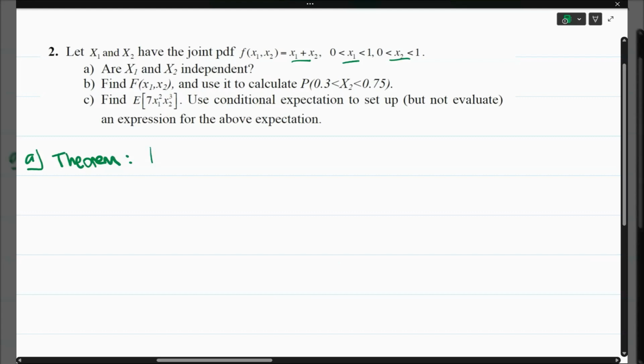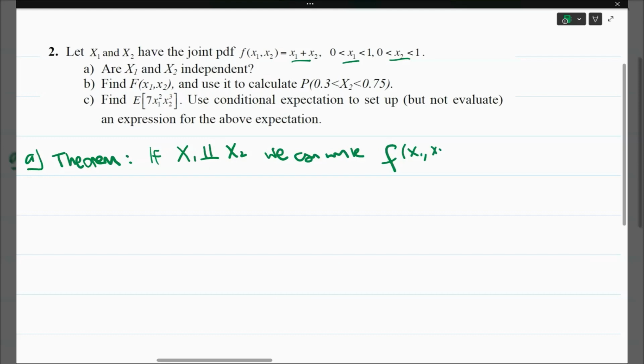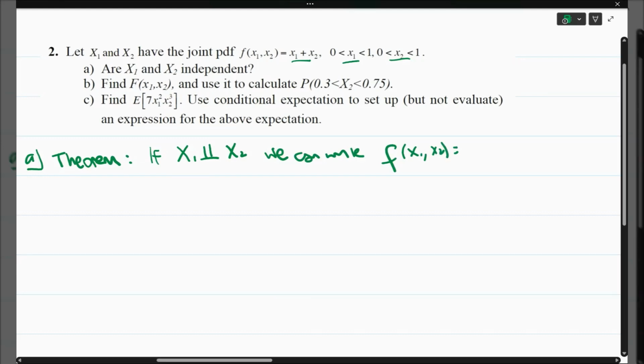If x1 and x2 are independent, we can write the joint as a product of marginals, right? But even more so, that's the definition.